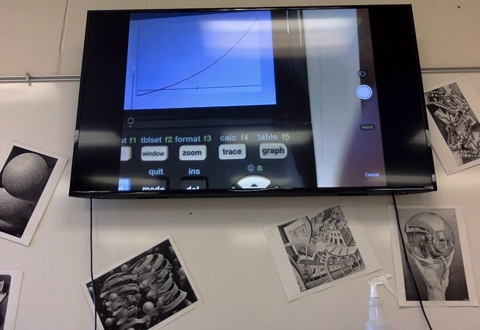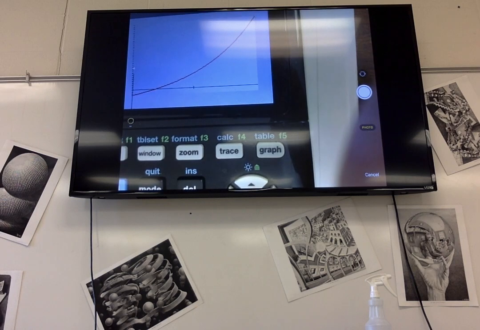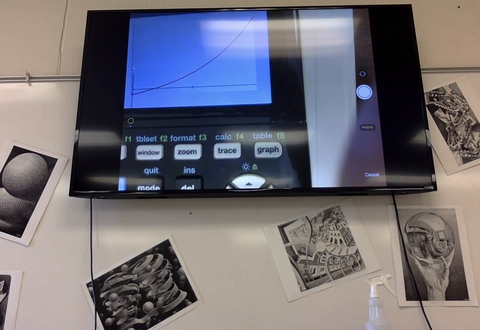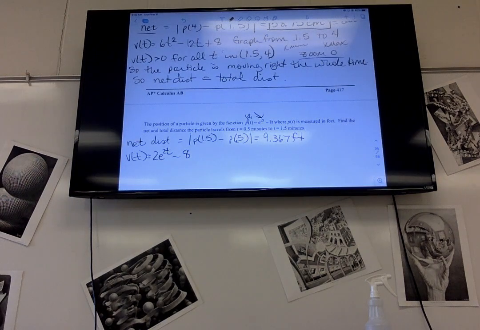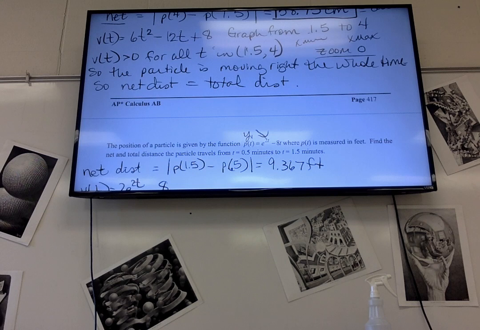How do we tell where it changes directions? Calculate zero. Good. What is this for? It's going to find the point where it changes. So we're going to find the distance from 0.5 to that point, and then add the distance from that point to 1.5, because it's going in different directions.